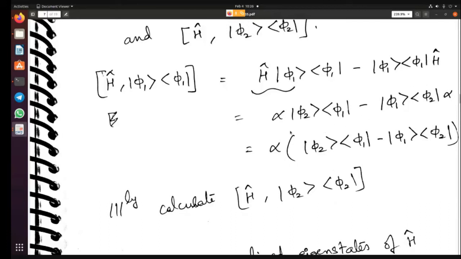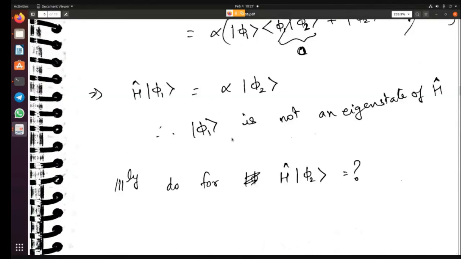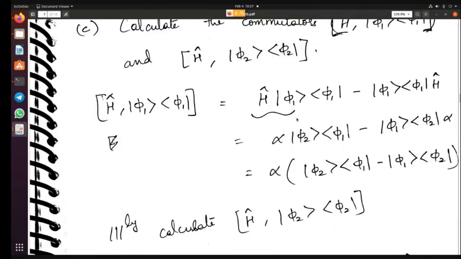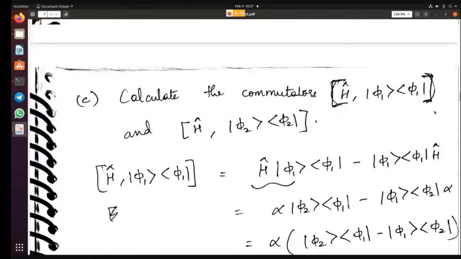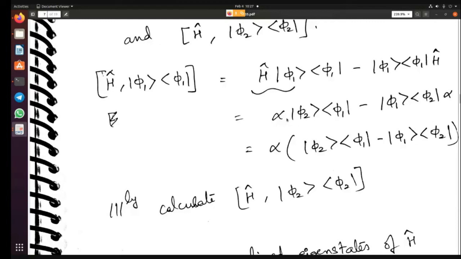What have I done here? From the previous, we calculated h phi 1 is alpha phi 2. So you can just add that here. You'll get h phi 1 is alpha phi 2, and then this one is phi 1. And here again h phi 1 is phi 2 into alpha. So this is the answer that you will get for the other one, if you solve this. If you do that, you will get alpha phi 2 phi 1 minus phi 1 phi 2 alpha.